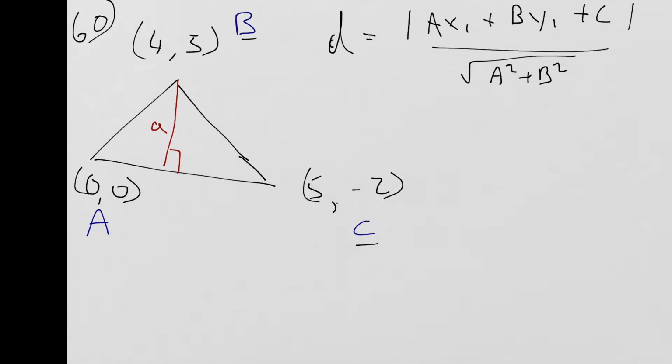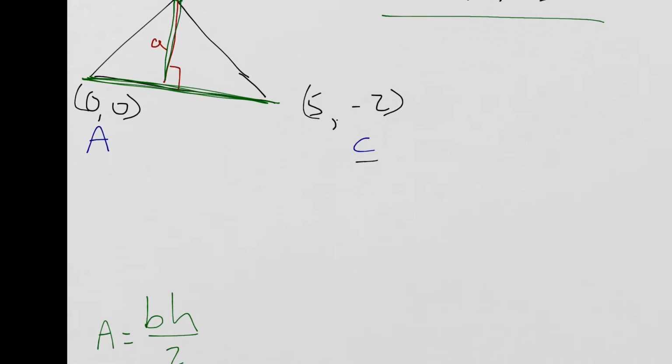So this will be our base, and this will be our height. We're going to use our formula here to get the distance from this point B down to the line AC. So the first thing we need to do to use our formula is to find the standard form of the equation that goes through A and C. To do that, I'm going to start with y equals mx plus b.